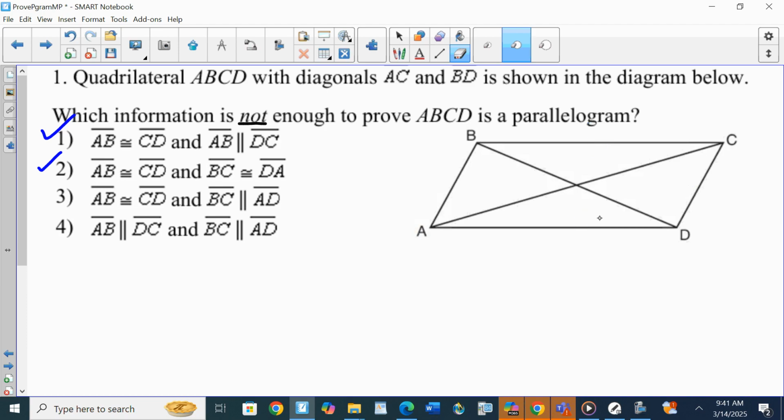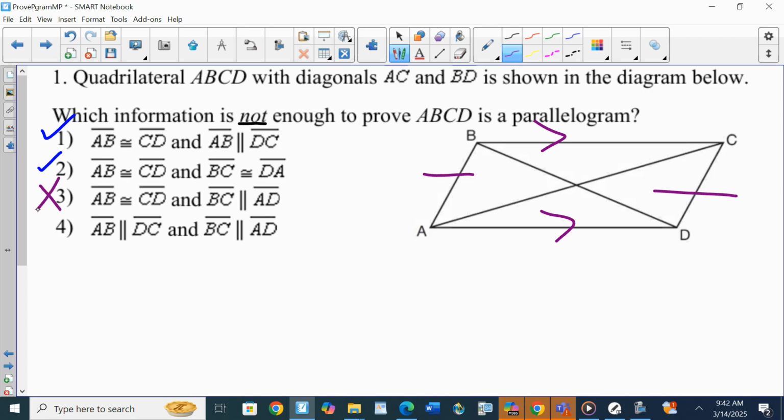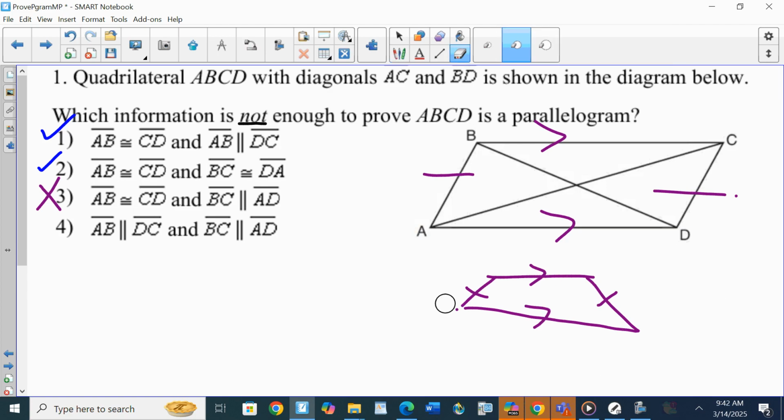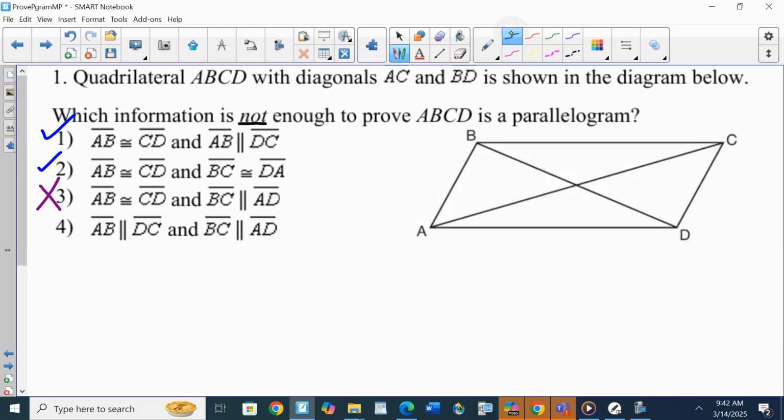Choice 3, AB is congruent to CD. BC is parallel to AD. Is that one of my 5 pictures? No. If it's 1 pair parallel, the other pair congruent, that does not prove a parallelogram. That is actually an isosceles trapezoid. And that's the most common non-answer. It's not a parallelogram.